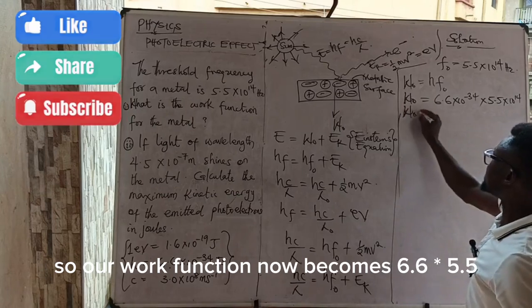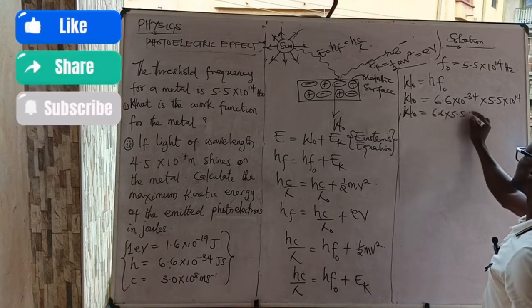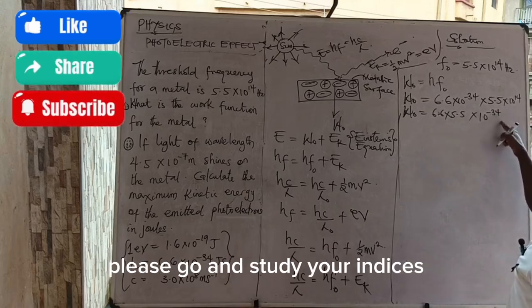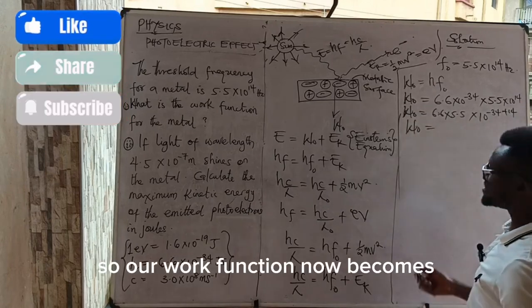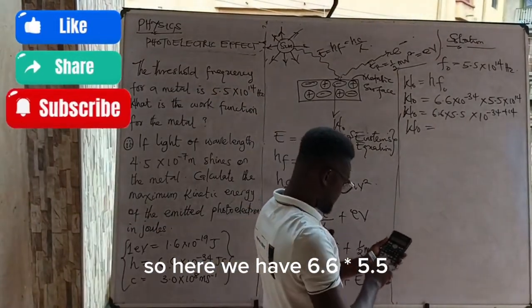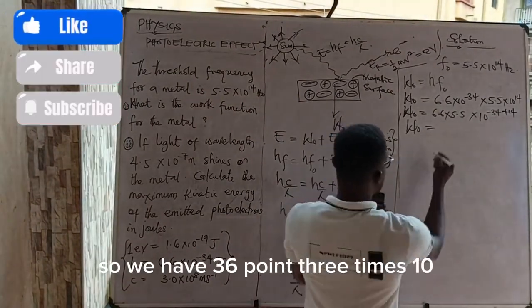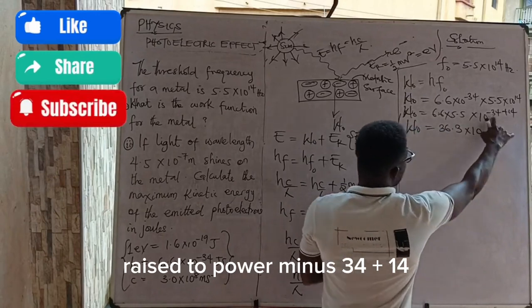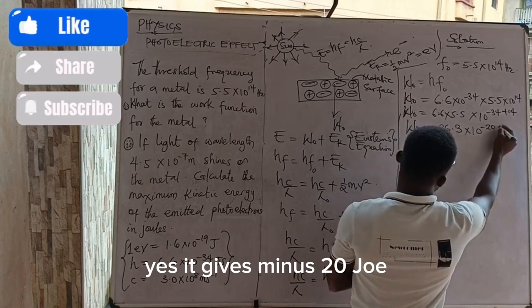So our work function now becomes 6.6 times 5.5, then times 10 from the law of indices. Please go and study your indices. Plus 14. Now you get your calculator, let's solve together. 6.6 times 5.5 gives 36.3 times 10 raised to the power -34 + 14. Yes, it gives -20 joule.